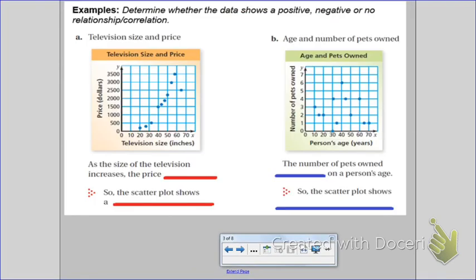Pause the video and complete these 2 problems on your own. Determine whether the data shows a positive, negative, or no relationship. You have television size and price, and age and number of pets owned. Pause the video and try these 2 on your own.